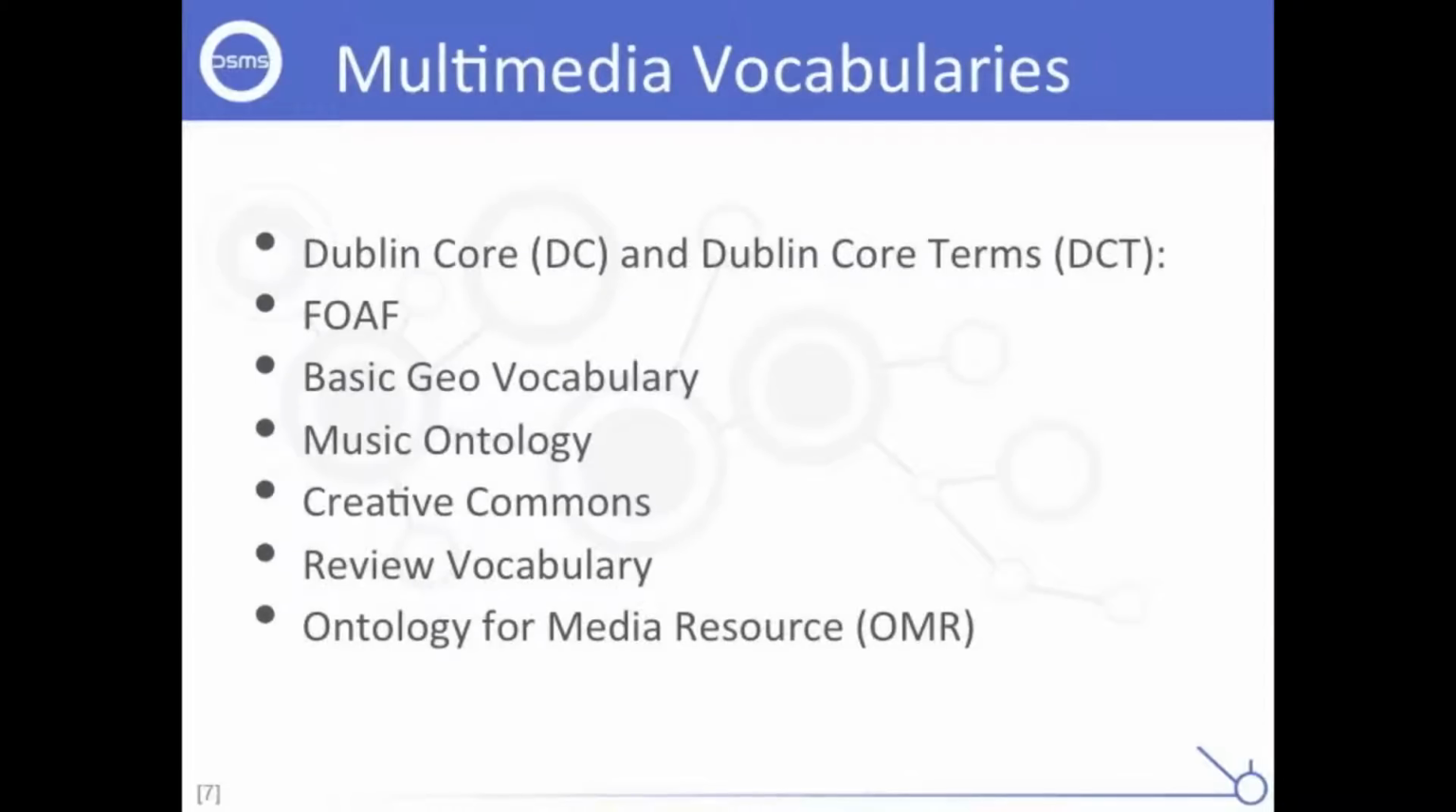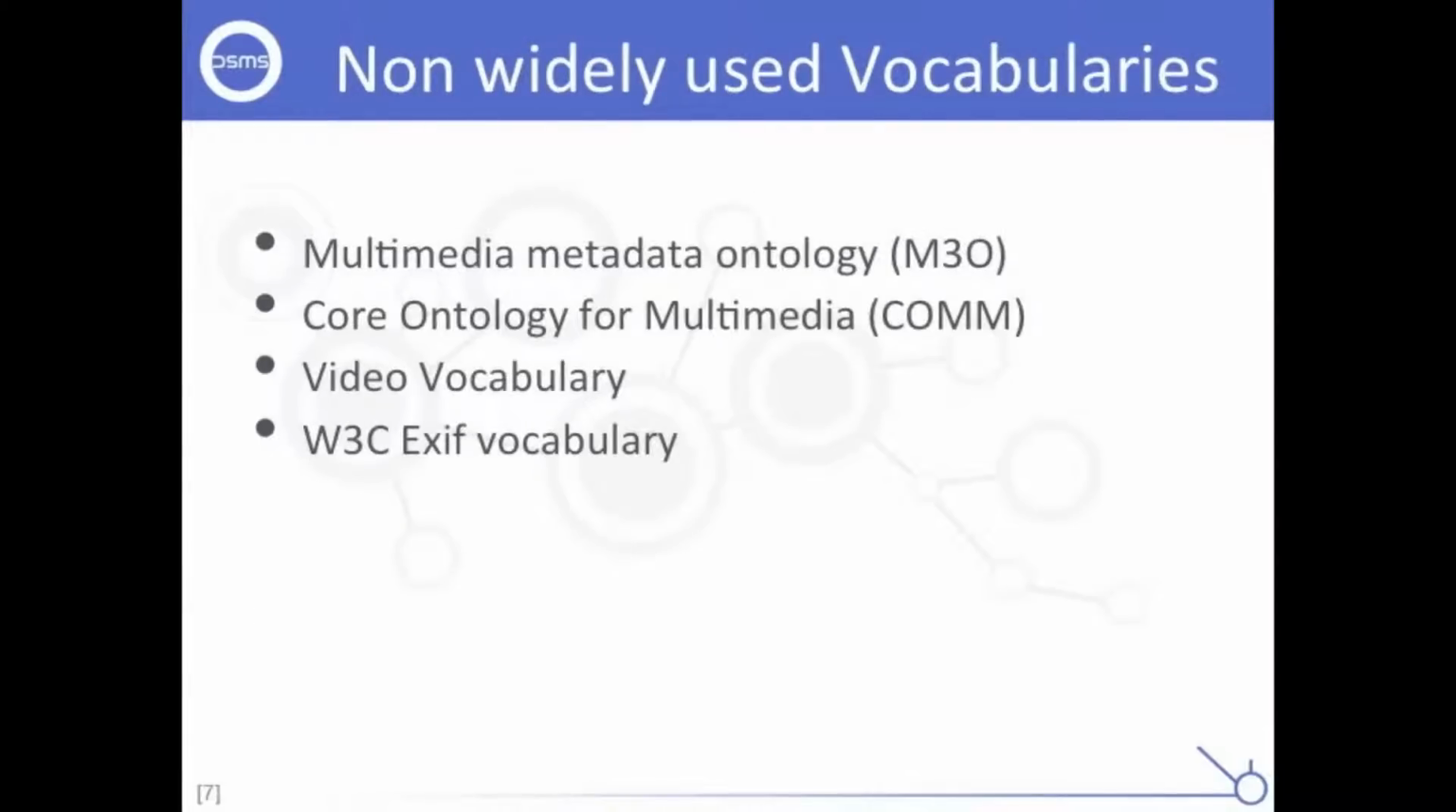We must also take into account the most common ontologies used in the web to represent multimedia. These are, for example, Dublin Core and Dublin Core terms, FOAF, or Friend of a Friend, basic geo vocabularies, Music Ontology, Creative Commons, Review vocabulary, and Ontology for Media Resources. These web vocabularies also include some not so widely used, for example, the Multimedia Metadata Ontology, the Core Ontology for Multimedia, Video vocabulary, and the W3C EXIF vocabulary.